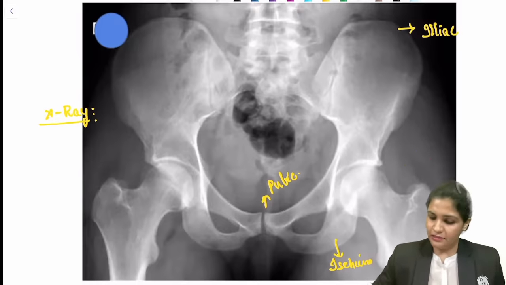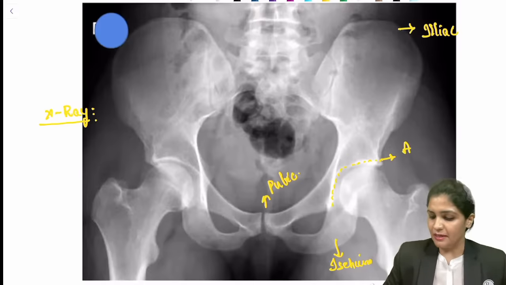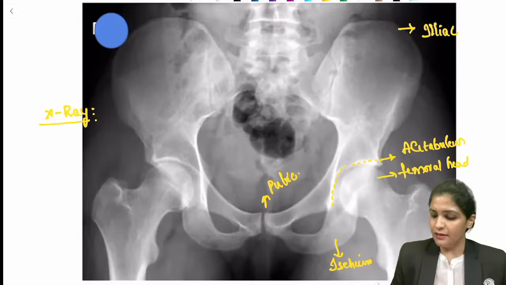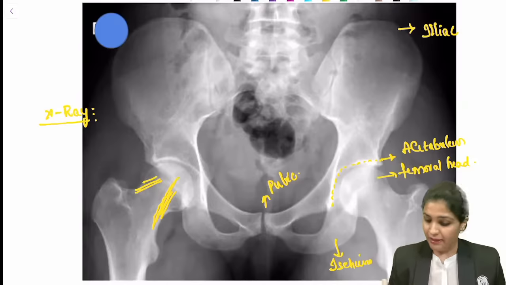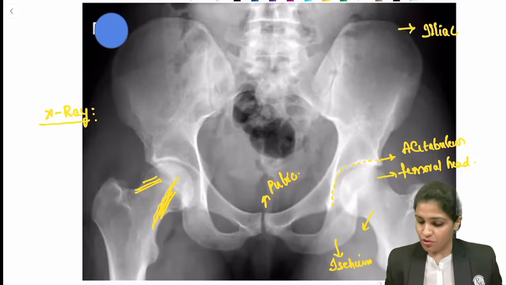And then this is the dome of the acetabulum. And then this is your femoral head, right? And here you can see there are various trabeculae or various striations which are present. These are the lines which are present on the femoral head. Based upon this, you can comment on whether this limb is osteoporotic or not.